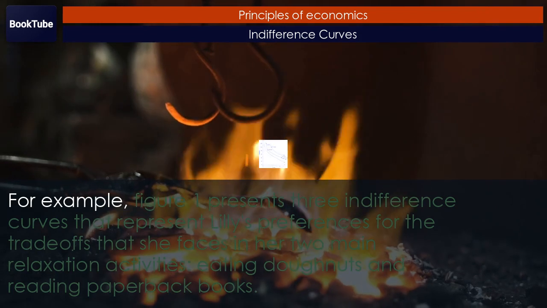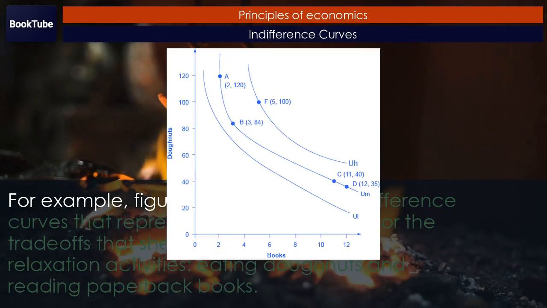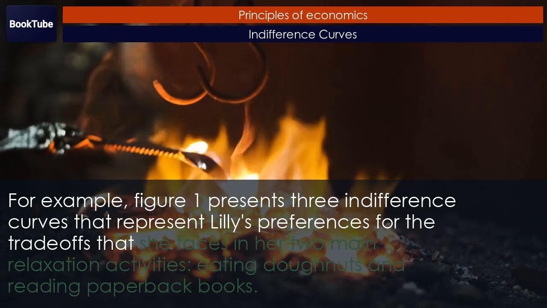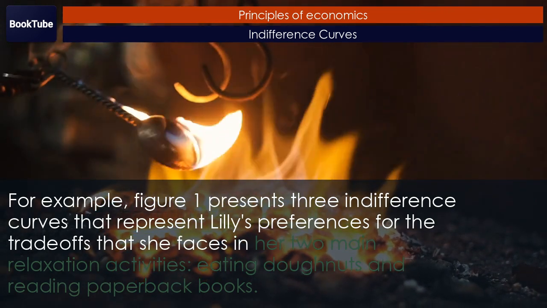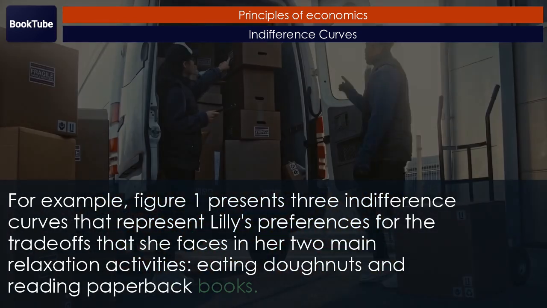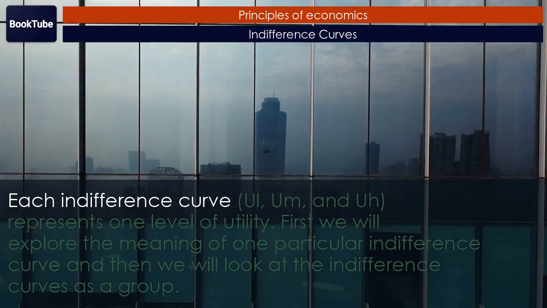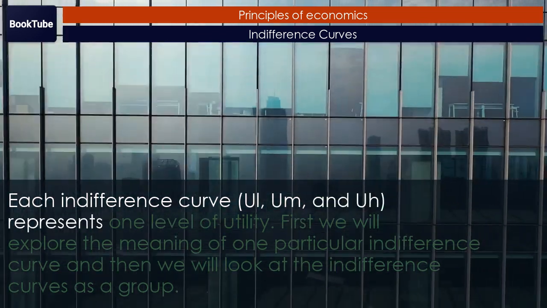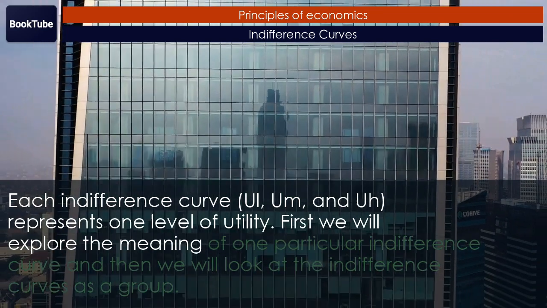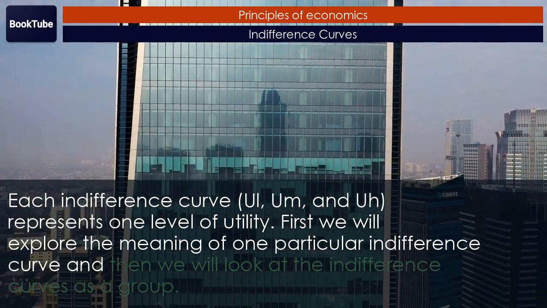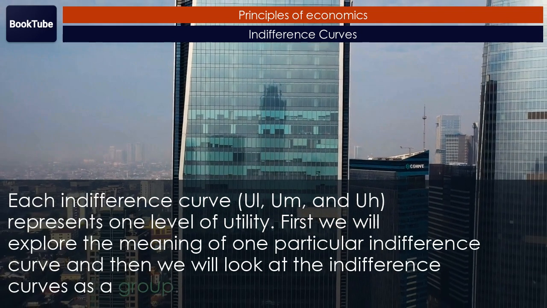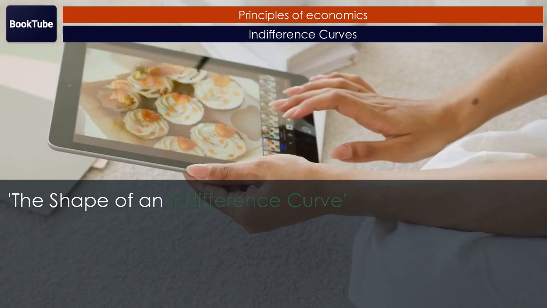For example, Figure 1 presents three indifference curves that represent Lily's preferences for the trade-offs that she faces in her two main relaxation activities: eating donuts and reading paperback books. Each indifference curve, U1, U2, and U3, represents one level of utility. First we will explore the meaning of one particular indifference curve, and then we will look at the indifference curves as a group. The shape of an indifference curve.